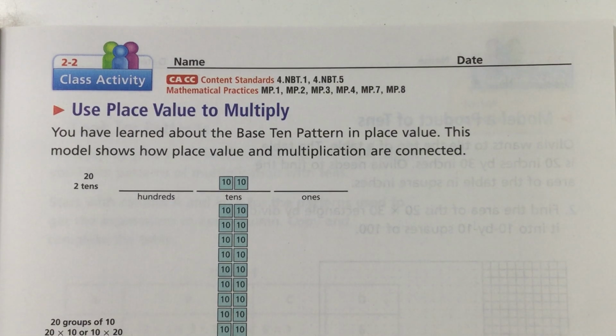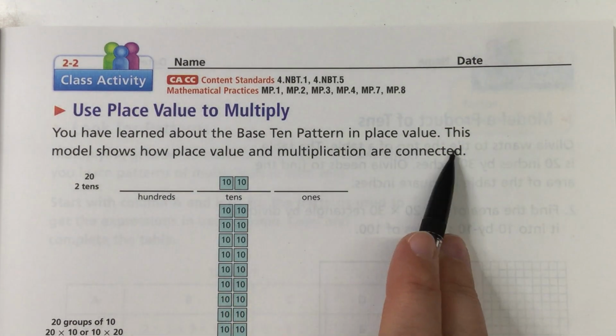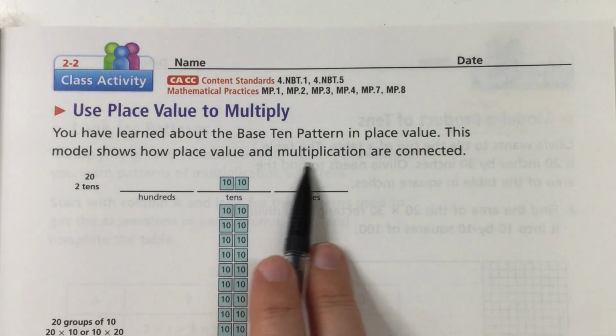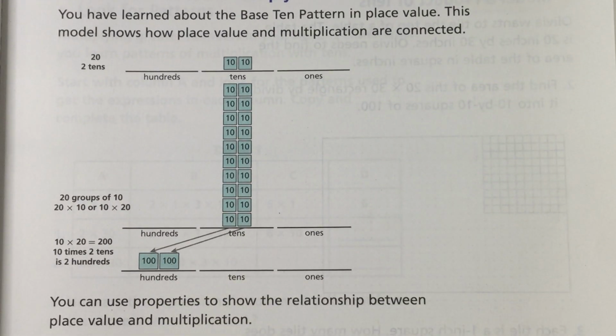Hi, fourth graders, Unit 2, Lesson 2 on page 47 of my SAB. So here we're using place value to multiply. It says you have learned about the base 10 pattern in place value. This model shows how place value and multiplication are connected. So let's check out the model here.